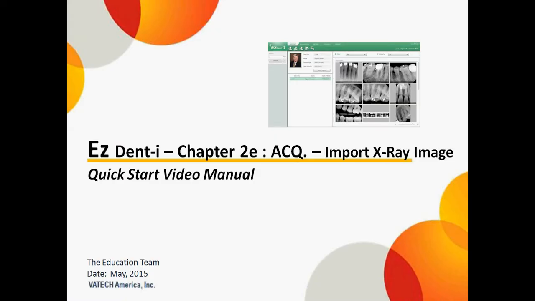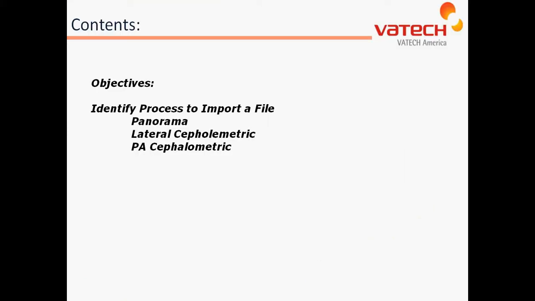Welcome to Vatech's EzDent-i Quick Start Video Manual. Chapter 2E, Acquisition of an Import X-ray Image from a Third-Party Source. The objectives will identify the process to import a file, either a panorama, lateral ceph, and PA ceph.